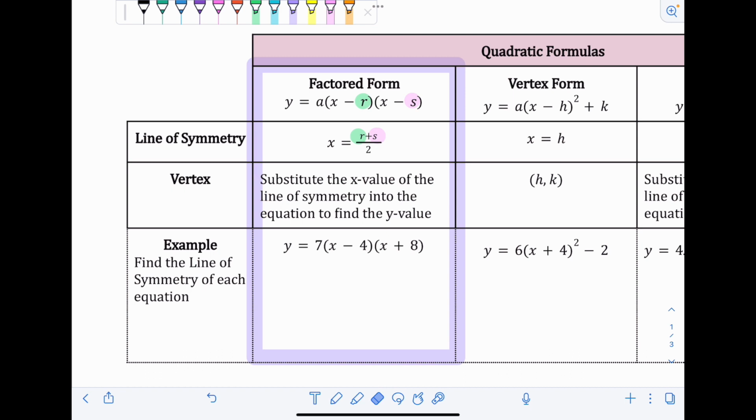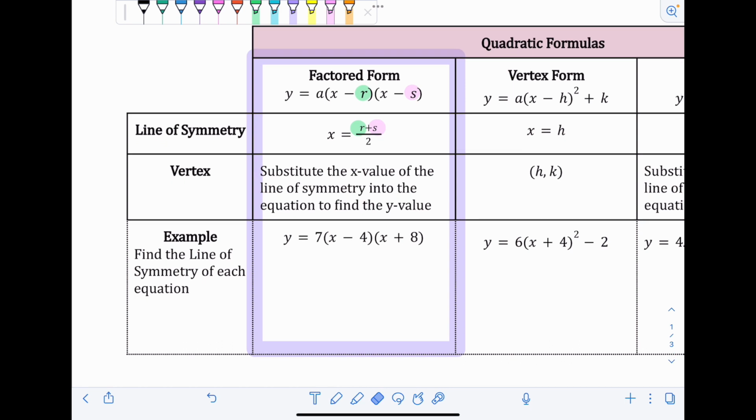Okay, so for our example, we're going to find the line of symmetry of this equation, y equals 7 times x minus 4 times x plus 8. I'm just going to write down the formula for the line of symmetry first. I'm going to shorten it to LOS for line of symmetry. And then the formula itself is x is equal to r plus s over 2.